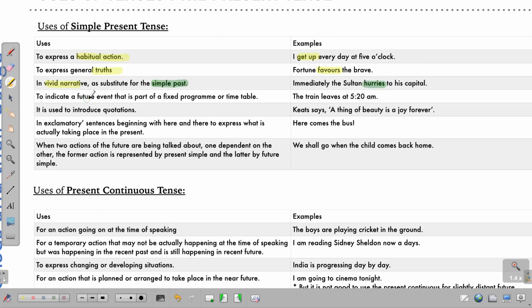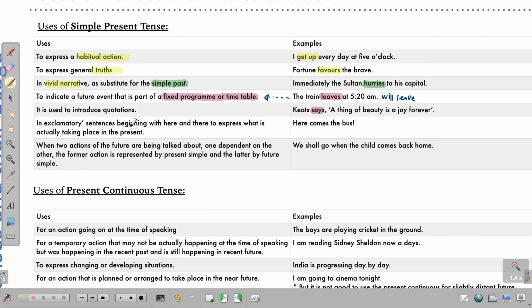To indicate a future event that is a part of a fixed program or a timetable: the train leaves, the flight leaves at 5:20, even if it is in future. I'm not saying will leave, because it is a part of the fixed schedule or the timetable. To introduce quotations: Keats is long dead, but he still says, because it's fresh in the memory.